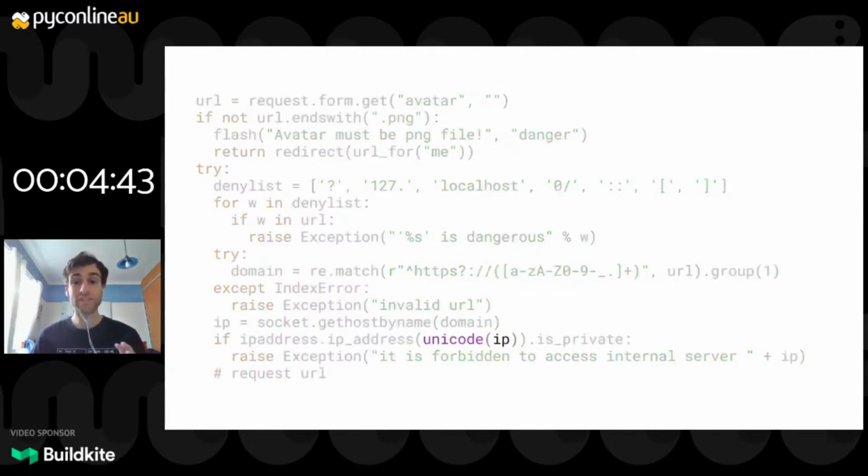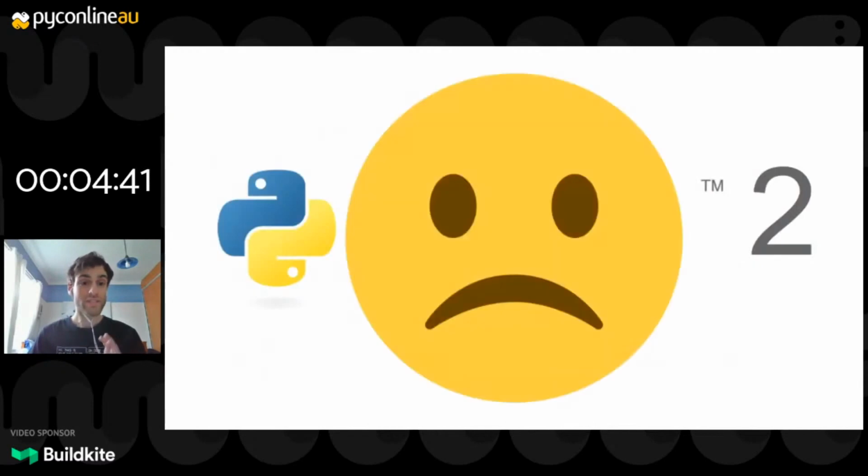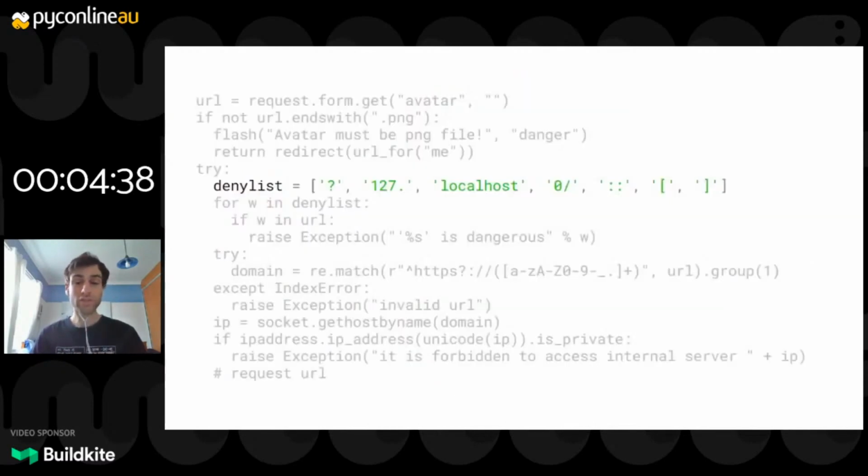The first thing we notice is that it's running Python 2 code, which is sad. But what it's trying to do is stop us from using localhost using this deny list. And what we can do is try and bypass it using these particular functions down here, gethostbyname.